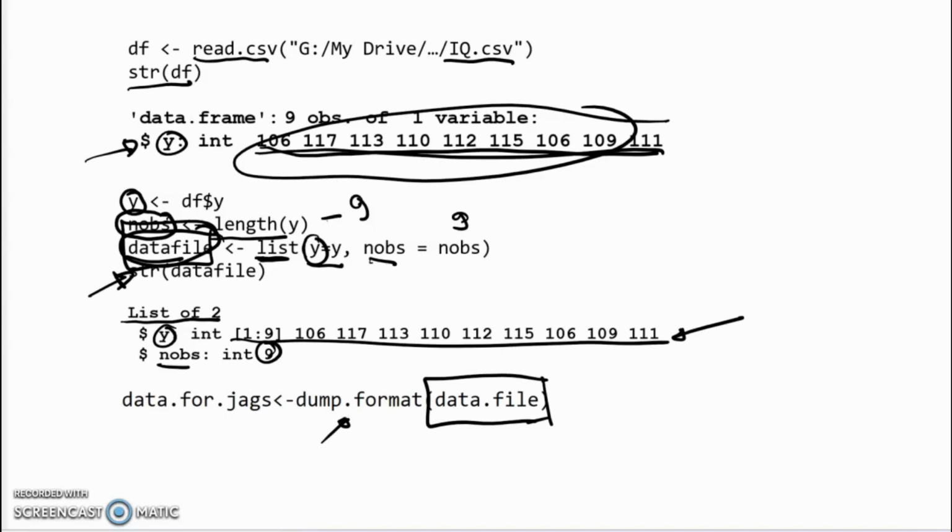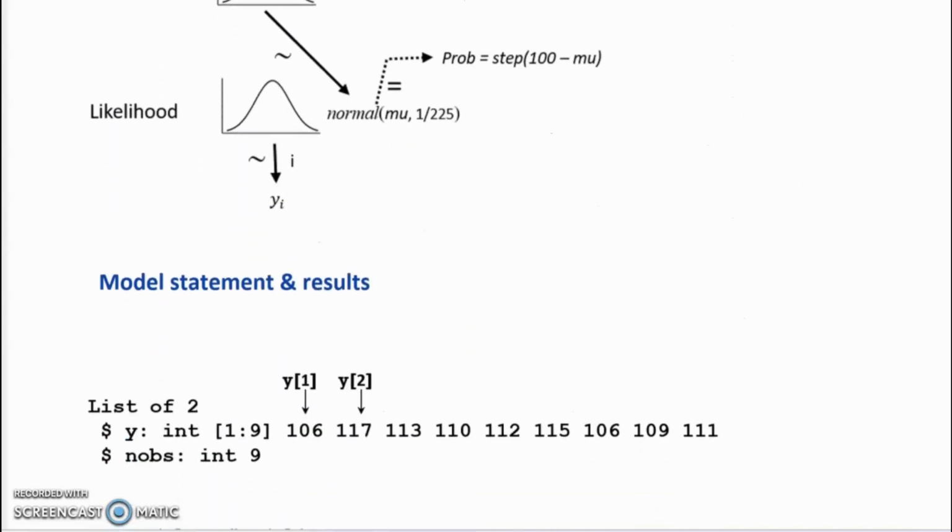So we're going to start off with this list called data file. We're going to operate on it with the dump format function, and that's going to create this object called data for jags, which is going to be in a format that run-jags can understand.